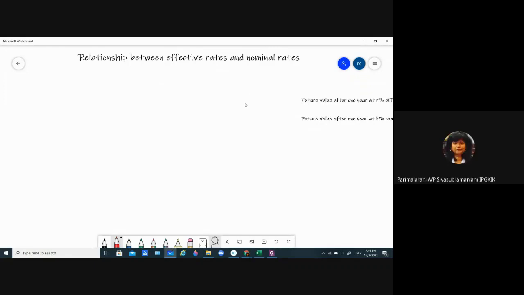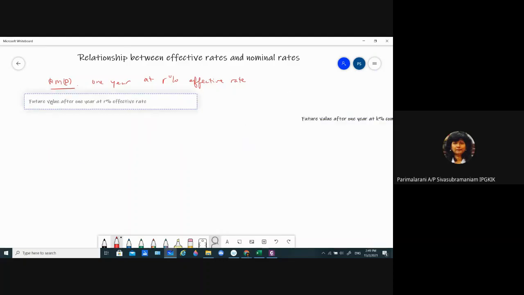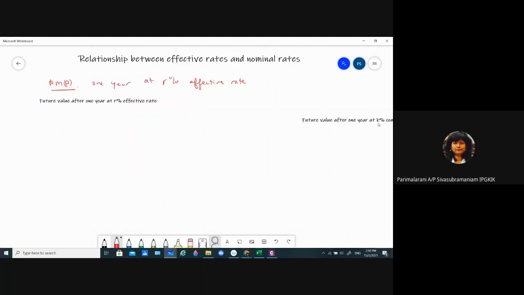Supposing you have a sum, this is your principal, P. This is your principal amount. If you invest it for 1 year at R% effective rate, then the future value after 1 year at R% effective rate is P into 1 plus R.